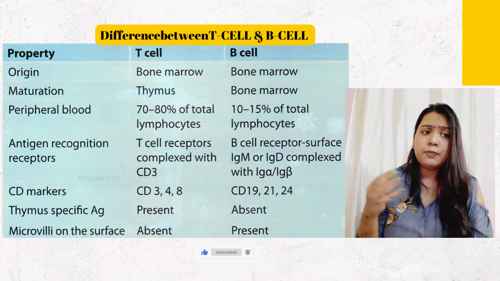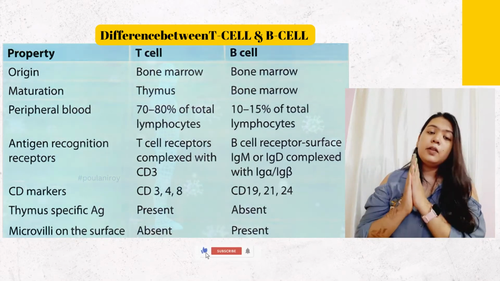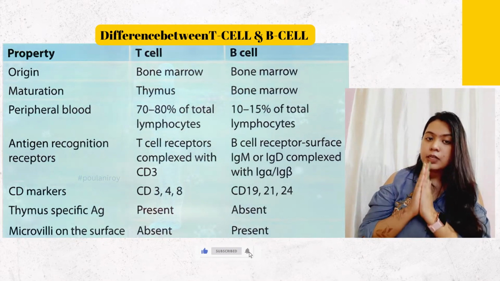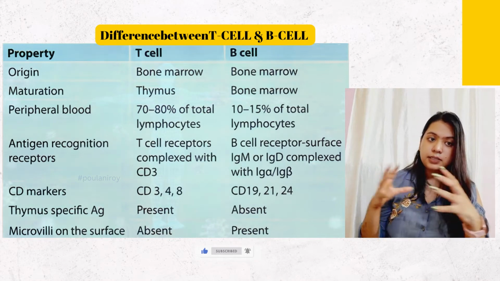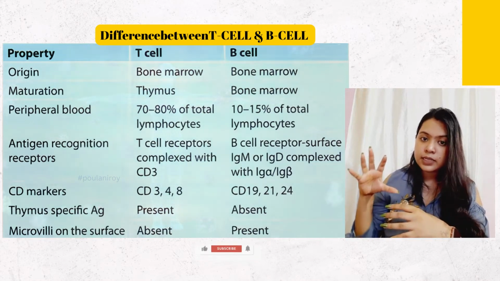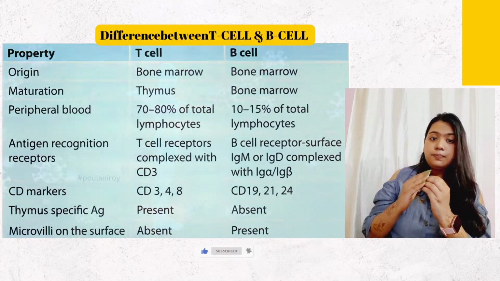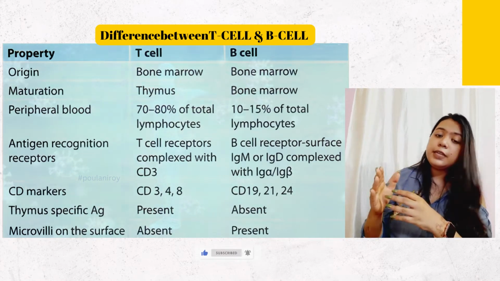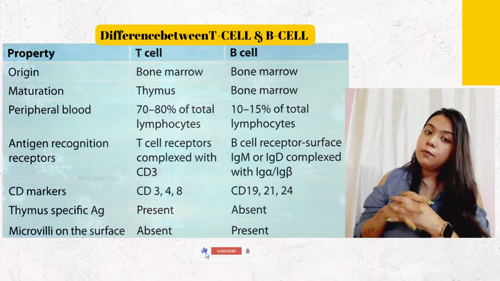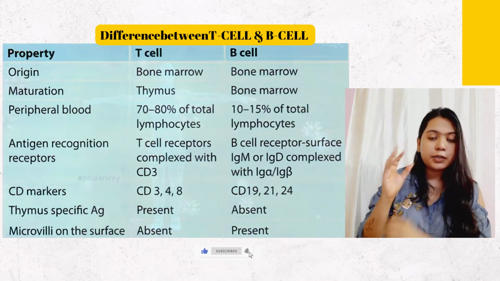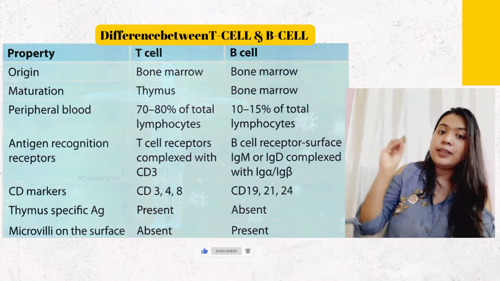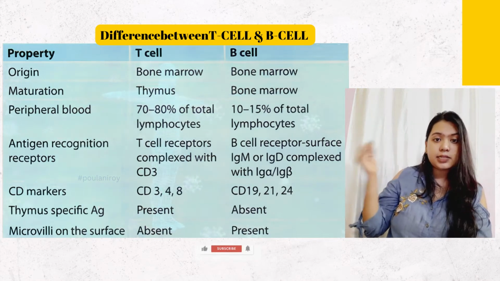Next you see the peripheral blood property. Now the T cell is having 70 to 80% of its percentage in your total lymphocyte percentage. Next is your B cell, which is having 10 to 15% of your total lymphocyte percentage, and whatever percentage is left, that is for your natural killer cell or the NK cells.